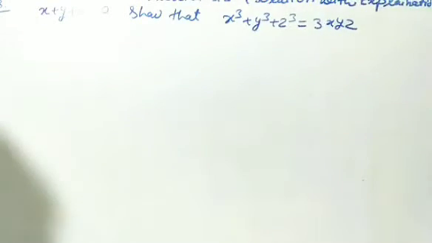Now next question number 13. We are given x plus y plus z equal to 0. We have to show that x cube plus y cube plus z cube equals 3xyz. So when we see the proof sections, we have to remember one identity which is very important.